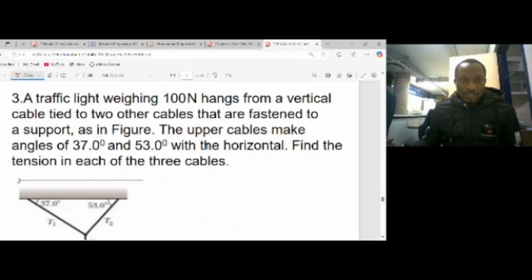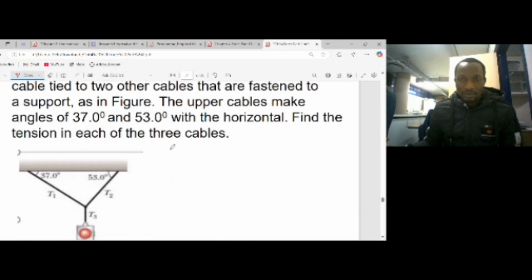I'm going to proceed with question number 3. It is still from the topic forces and Newton's laws of motion, and the question reads: a traffic light weighing 100 Newton hangs from a vertical cable tied to two other cables that are fastened to a support as in the figure. The upper cables make angles of 37 degrees and 53 degrees with the horizontal. Find the tension in each of the three cables.